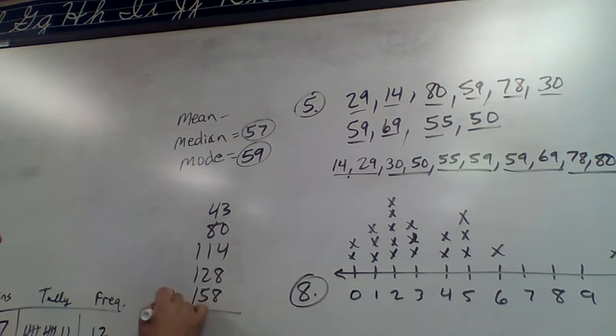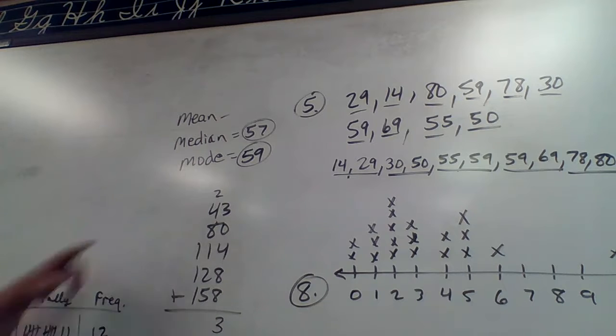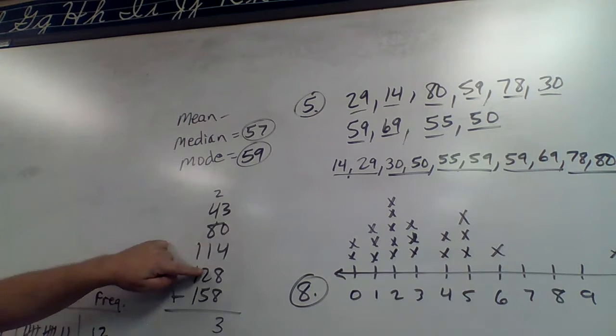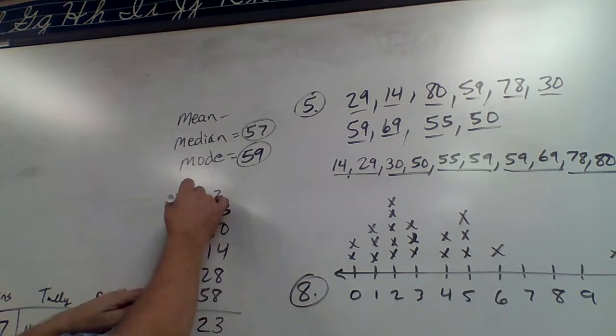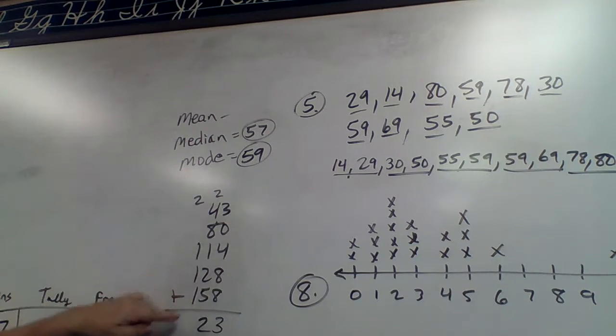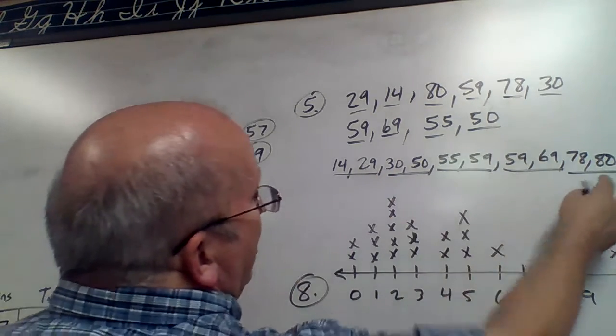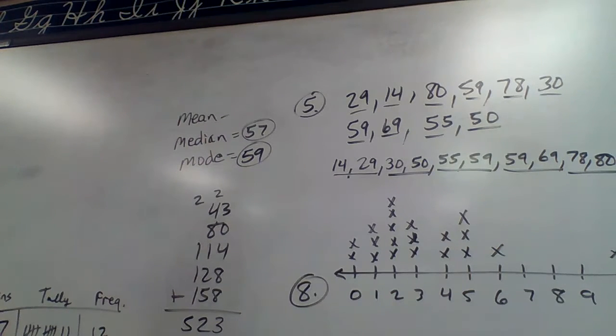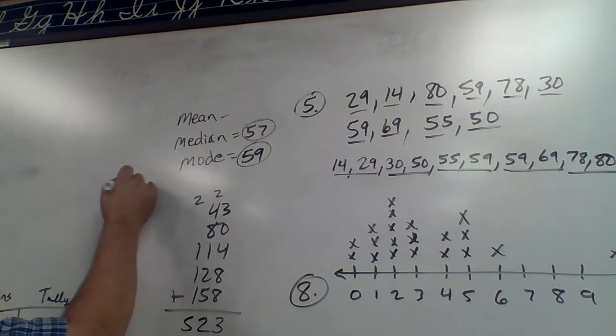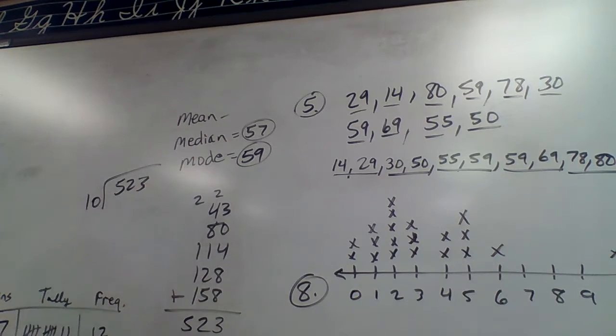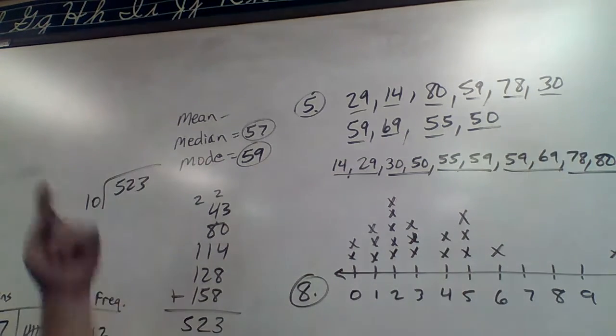Okay, now I got to add these up. And I get 7, 15, 23, carry a 2, 6, 14, 15, 16, 17, 22, carry a 2. 2 plus 1 plus 1 plus 1 is 5, so I get 523. Now, how many numbers are there? 1, 2, 3, 4, 5, 6, 7, 8, 9, 10. Oh, so I got to take 523. Is that on the screen? No, it's not. I can put it maybe over here. 523 divided by the 10 numbers that exist in our set of data, right?